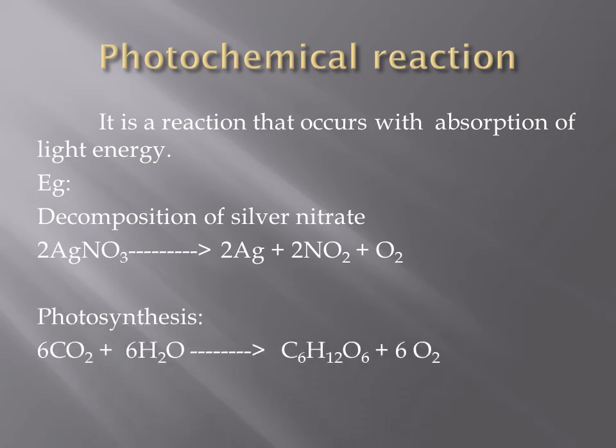Another important example for photochemical reaction is photosynthesis. You are very familiar with this reaction, and you know that it is the naturally occurring chemical reaction, and this photosynthesis is the process which sustains life on earth. The equation for the photosynthesis reaction can be given as 6CO2 plus 6H2O gives C6H12O6 plus 6O2.